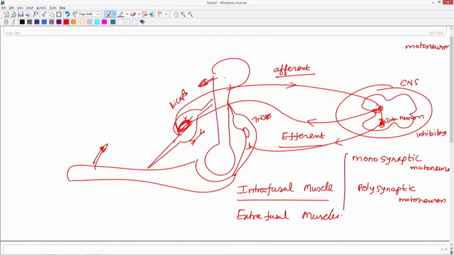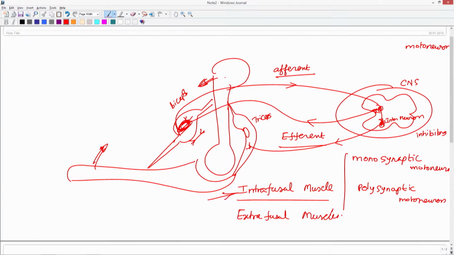The sensors we are talking about, which are measuring the length, are themselves made up of muscles. Okay, it is not made up of piezoelectric or potentiometer, it is made up of muscles. So, the muscle is embedded inside the muscle. The embedded muscle is called the intrafusal muscle. The outside muscle is called the extrafusal muscle. This distinction also is very important.